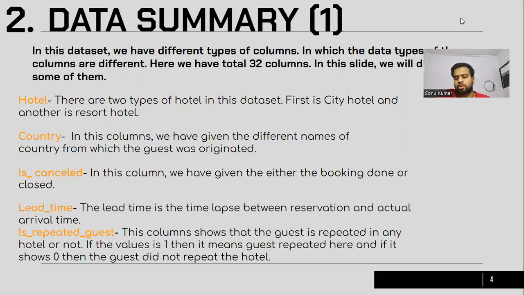Hotel: there are two types of hotel. The very first one is city hotel, and the other one is resort hotel. Then we will talk about the country. About the country, we will analyze which country has the most number of bookings. Then is canceled. Is canceled tells whether the booking was done or it has been canceled. Lead time is the time elapsed between the reservation and the actual arrival. Is repeated guest tells us about a customer who booked the hotel once and whether they have come again or not.